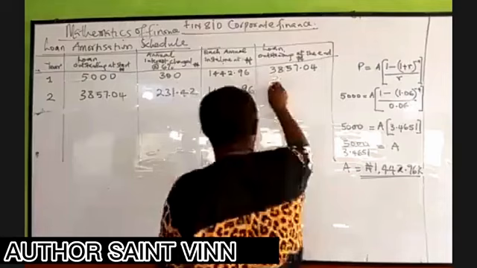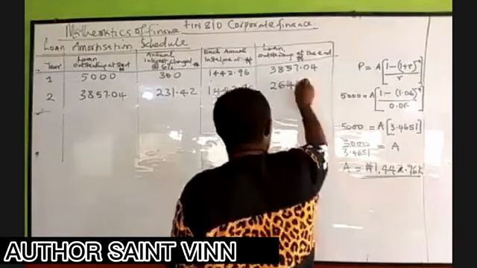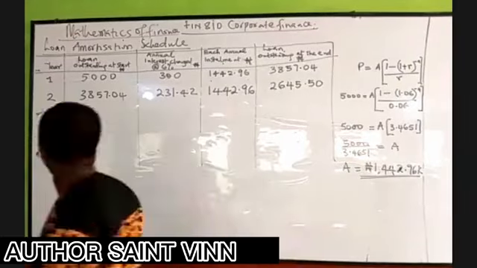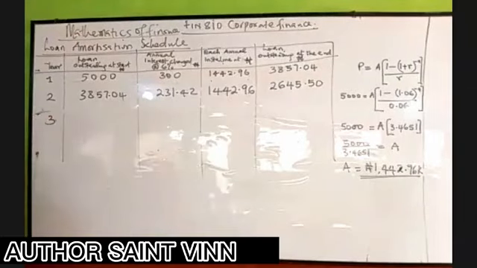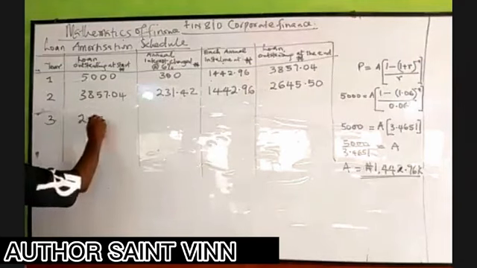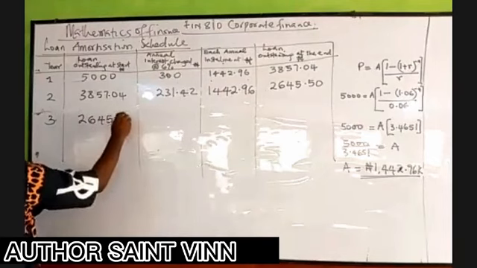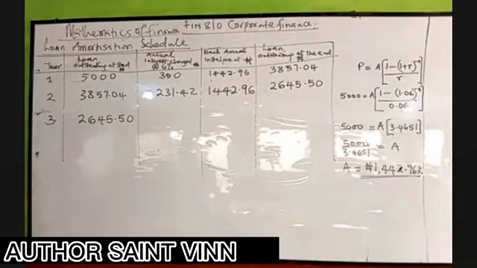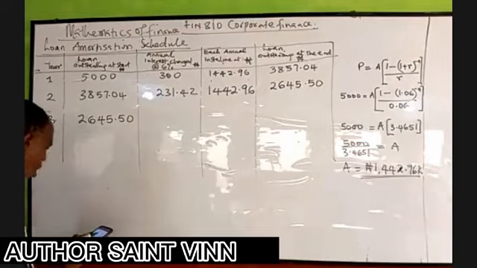2645.50. Yes. Okay. So this is the one that will also go up. 2645.50. Somebody press the calculator. 6% of this. 158.73.